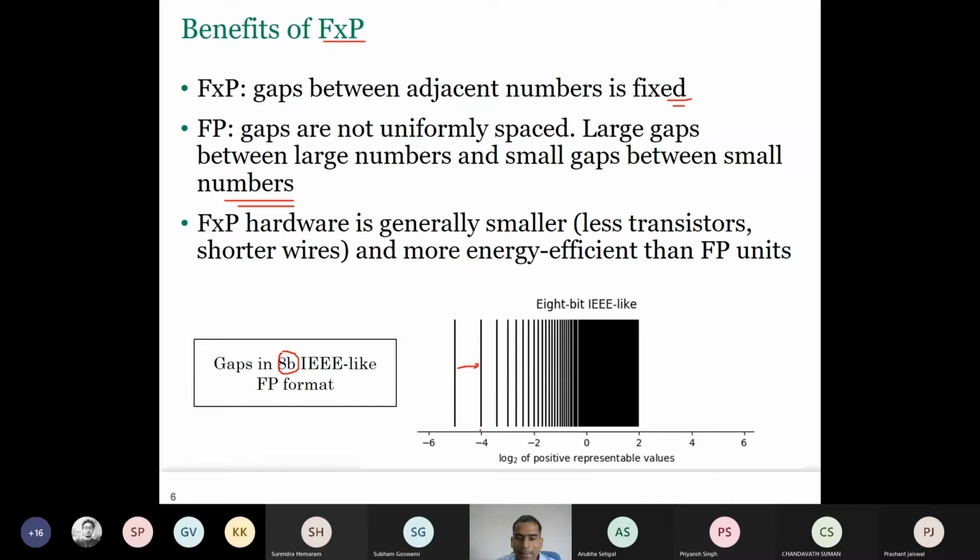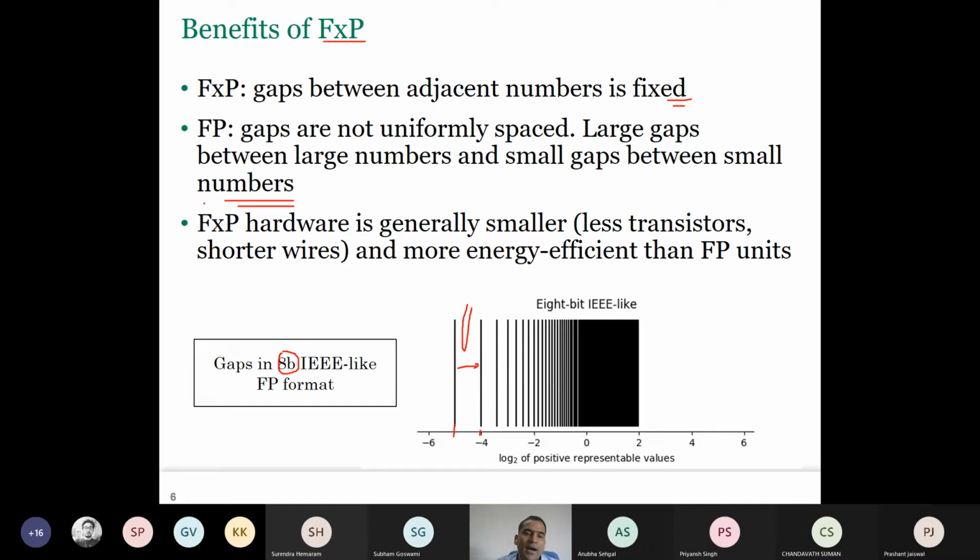That means we can represent -4, we can represent -5, but we cannot represent any number between -4 and -5. Whereas here I can represent a lot of numbers between 0 and -2. I mean, this is log 2 of that. It's not exactly -4, -5; it's just 10 raised to power -4, 10 raised to power -5. So in floating point, gaps are not uniformly spaced. That's why it can have such a large range, because it uses non-uniform gaps.